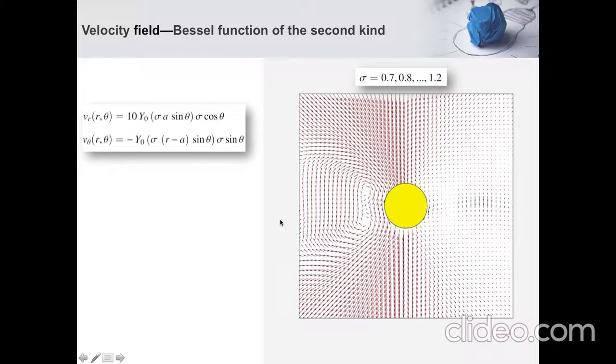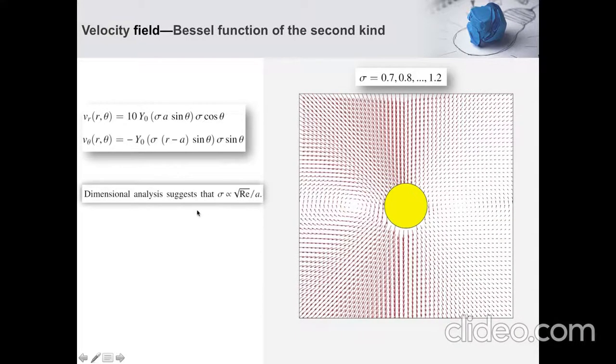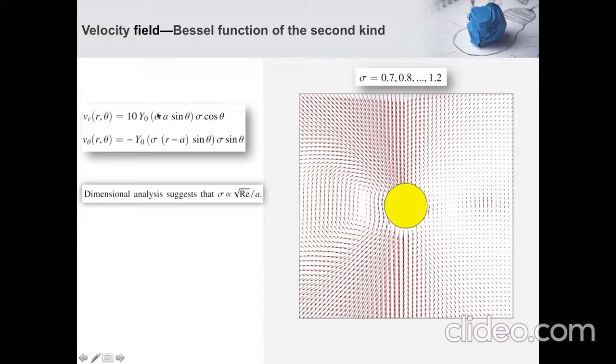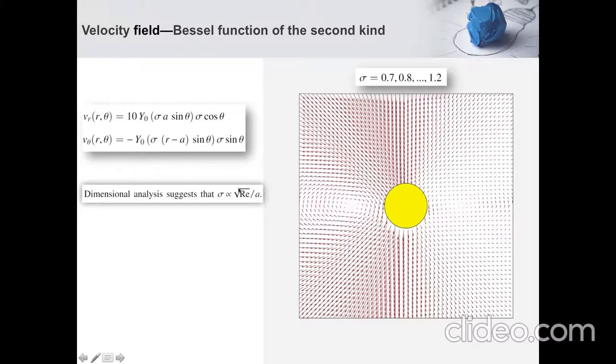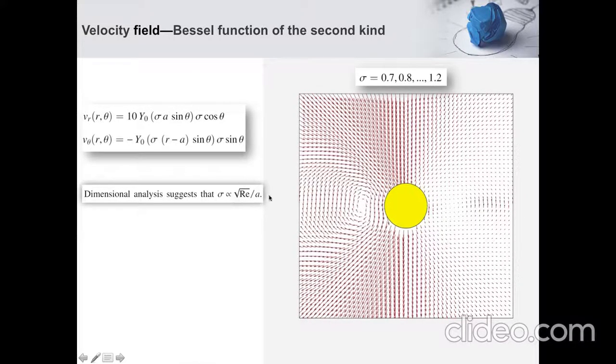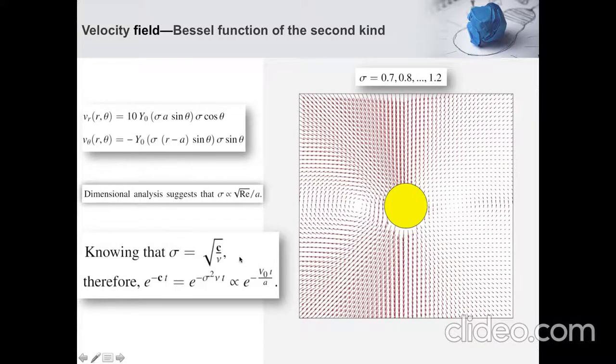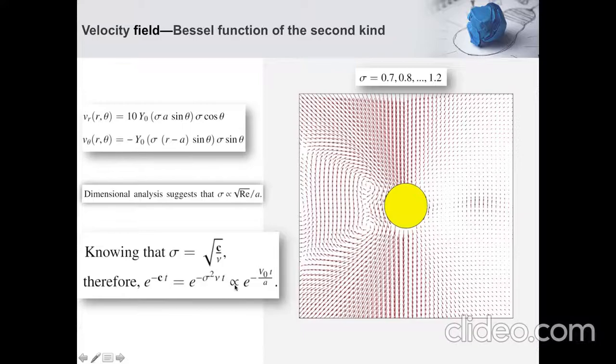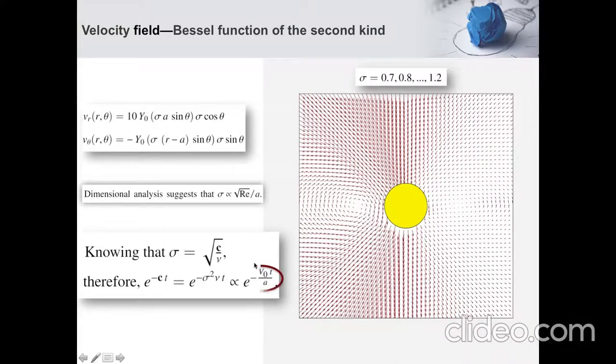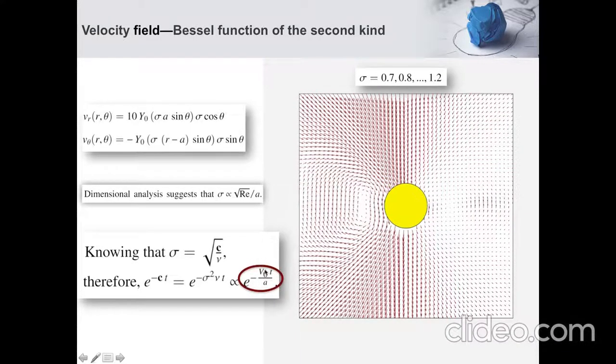So the dimensional analysis suggests that this sigma here should be a function of the square root of Reynolds number divided by a. And I defined sigma initially like this. So then the time functionality of the solution becomes proportional to the particle velocity. This is a term that I use to modify the equation.